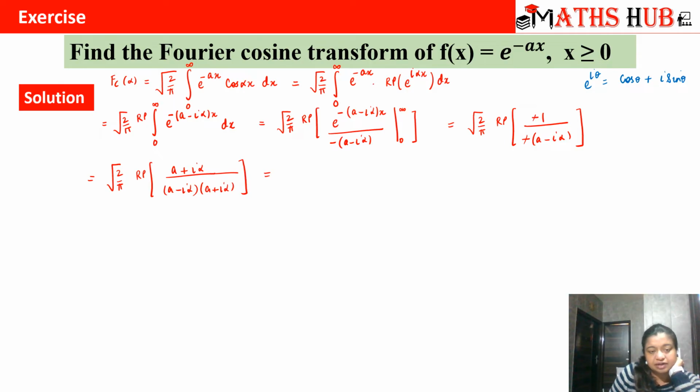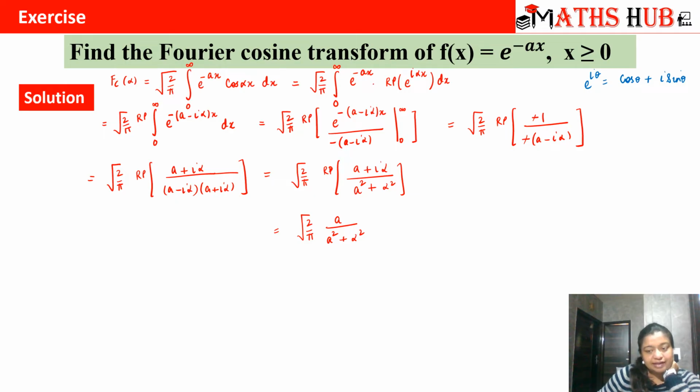So now this is under root 2 by pi, real part of a plus iota alpha divided by, you'll get a square minus iota square alpha square. So that is a square plus alpha square. Now what is real part of this term? This is under root 2 by pi a upon a square plus alpha square. So this becomes the Fourier cosine transform for the function f of x equal to e to the power minus ax. Right? So I hope you can do the integrals this way. It will become easier. Right? Okay. Let's move on to the next question.